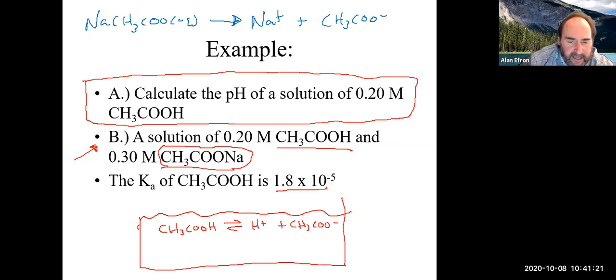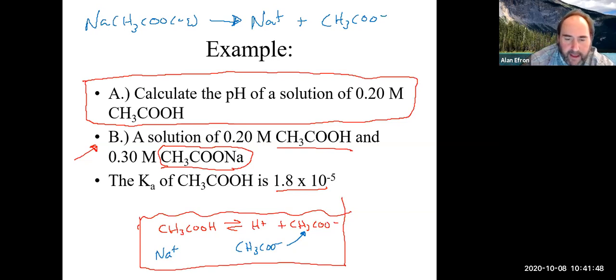So by dumping that in with our acetic acid, we can look at that really as a source of sodium ions and a source of acetate ions. And we're going to get that common ion effect as we talked about previously. So let's take a look at how the calculation will be different here when we have part B.